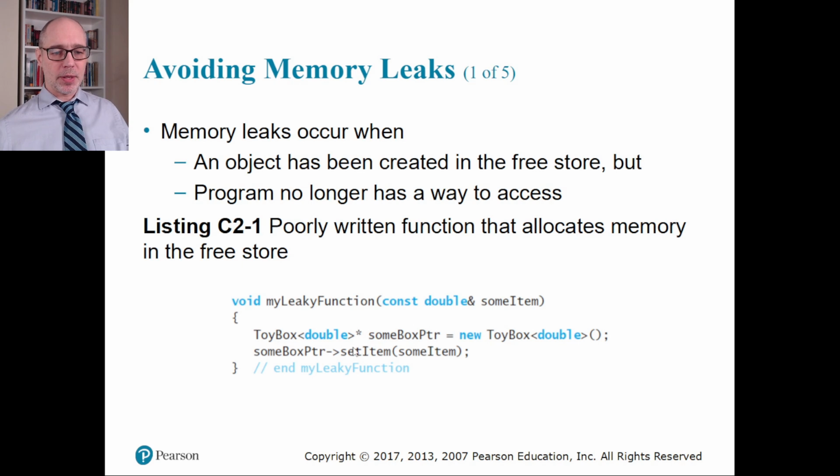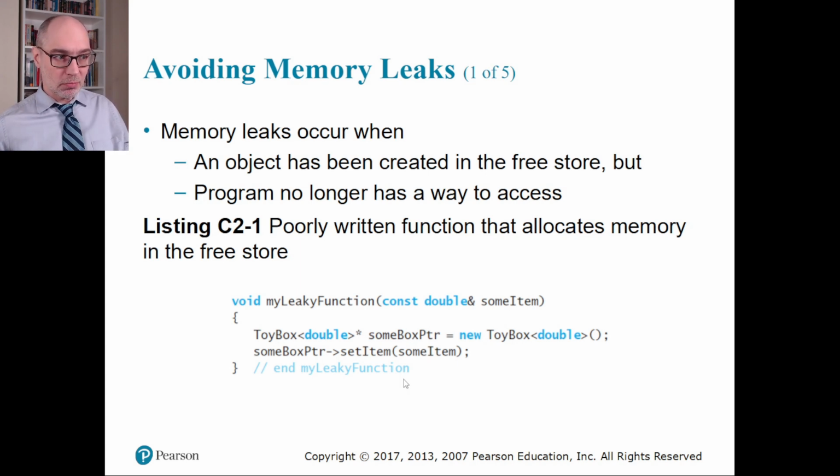Okay. So here we're going to dynamically allocate a new toy box. You make a toy box of a double pointer called SumBoxPointer. Okay. You call for a new toy box that can store a double. Great. And the operating system does that, finds it on what I would call the heap, sends you back the address. You store it in the SumBoxPointer. You do something with it. Using SumBoxPointer, you call that object setItem. Great. And then the function ends.